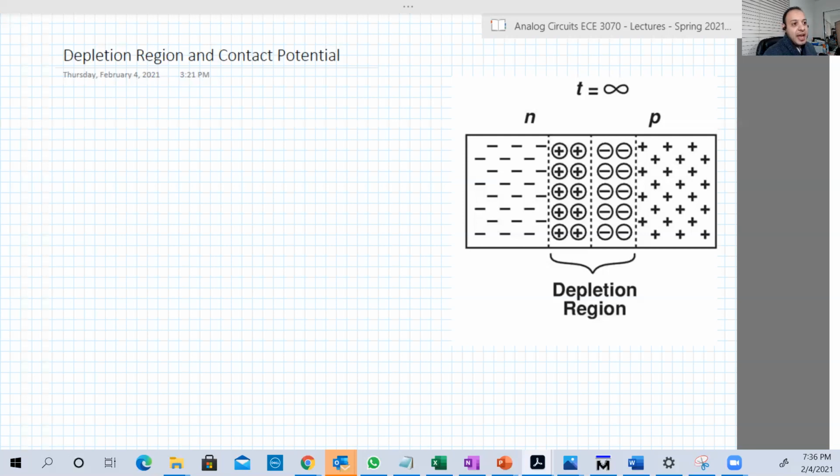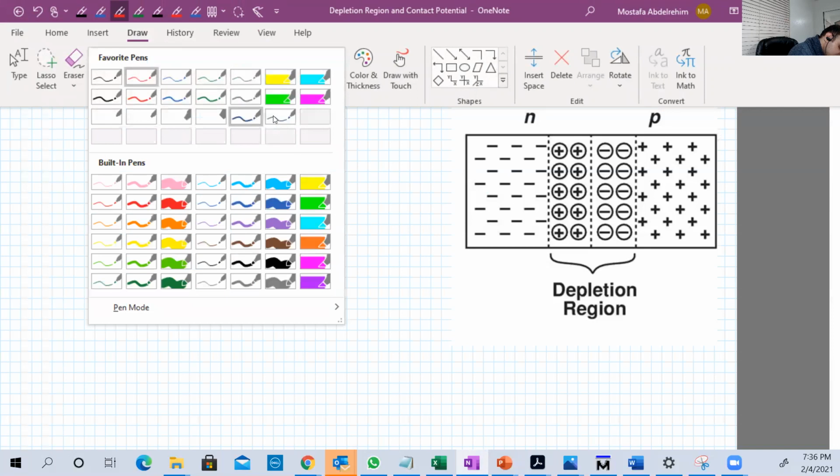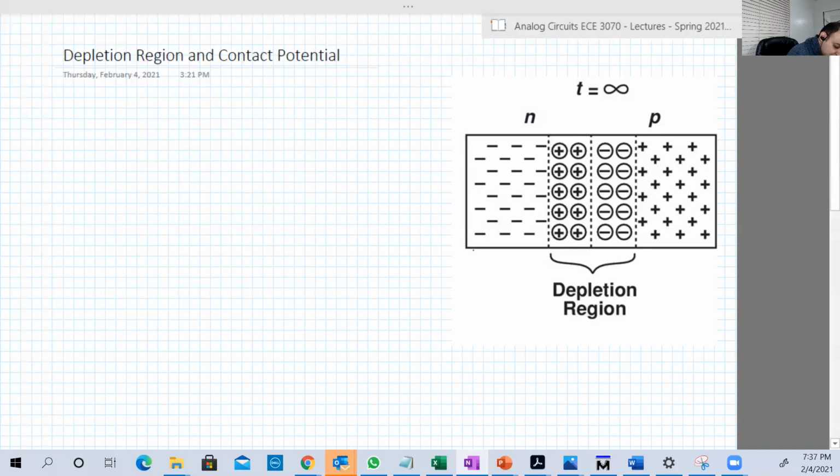At that time, if we look at our material now, with the contact in between, we'll find that our material is divided into three regions, not two. The N-type region, the P-type region, and around the contact, a new region called the depletion region has been created.